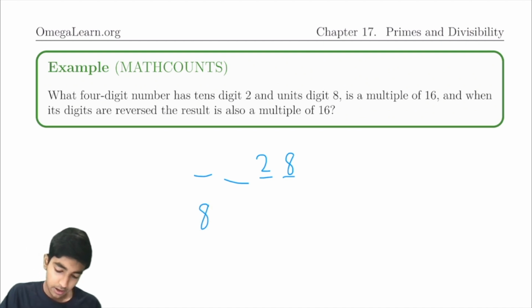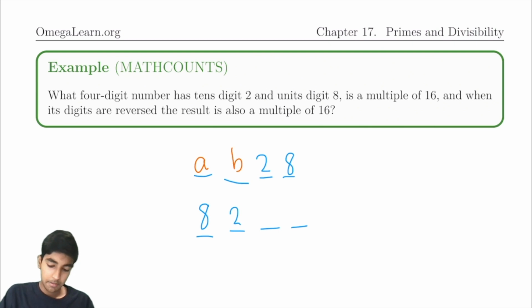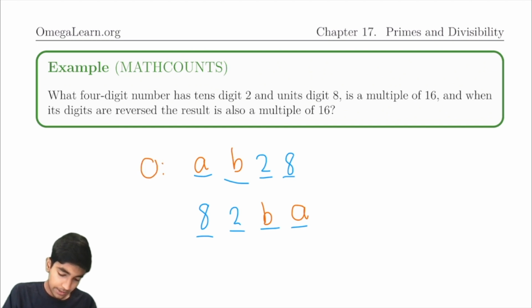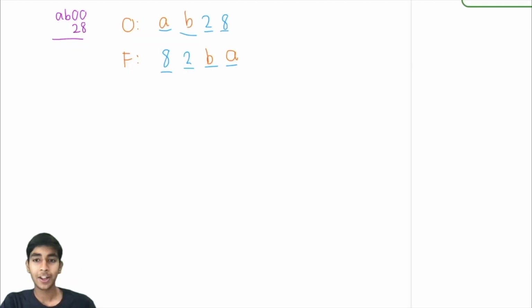So 8, 2, blank, blank. Now let's call these two blanks A and B. Then this will be B and A once we flip the number. So this is the original number, this is the flipped number. So when are both of these numbers going to be divisible by 16?